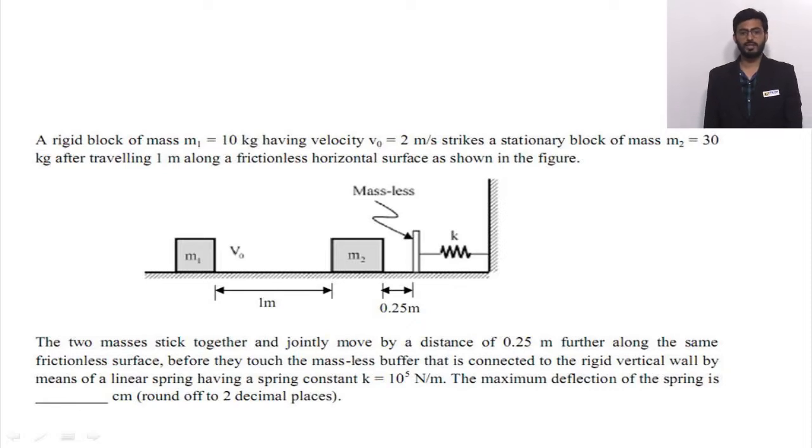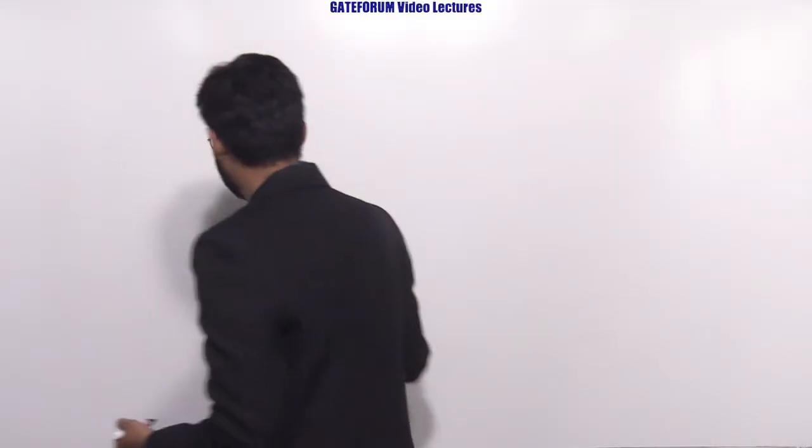the same frictionless surface, before they touch the massless buffer that is connected to a rigid vertical wall by means of a linear spring having spring constant k equal to 10 power 5 newton per meter. The maximum deflection of the spring is dash centimeters.